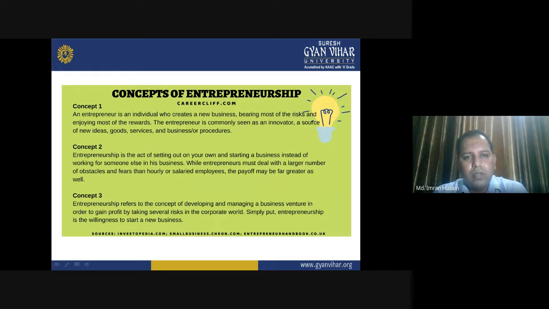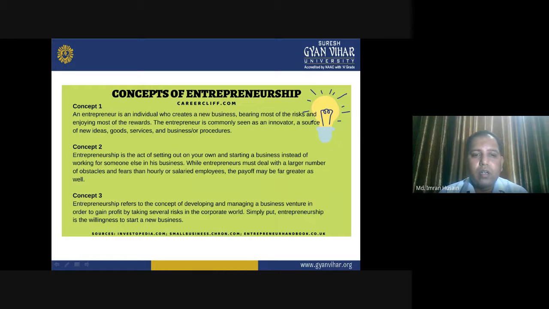The entrepreneur is commonly seen as an innovator, a source of new ideas, goods, services, or business procedures. Concept 2: entrepreneurship is an act of setting out on your own and starting a business instead of working for someone else. So entrepreneurship encourages individuals to start their own business rather than working for someone else, while entrepreneurs must deal with a large number of obstacles and fears compared to an hourly or salaried employee. Okay, so rather than working as a salaried employee, you develop your own business. The payoff may be far greater as well.